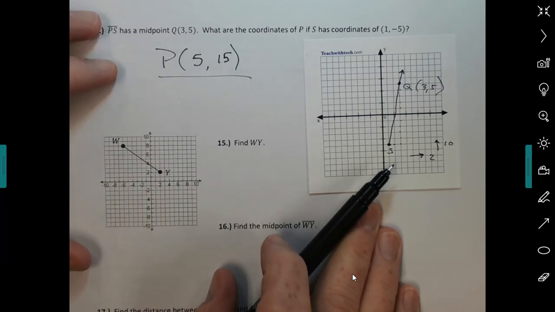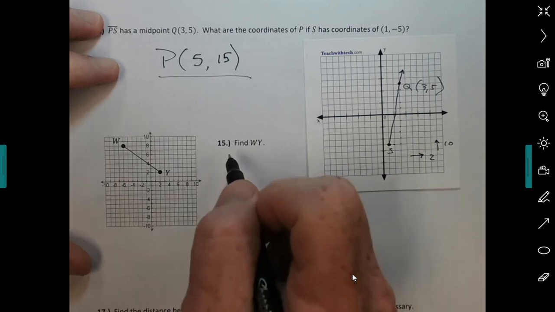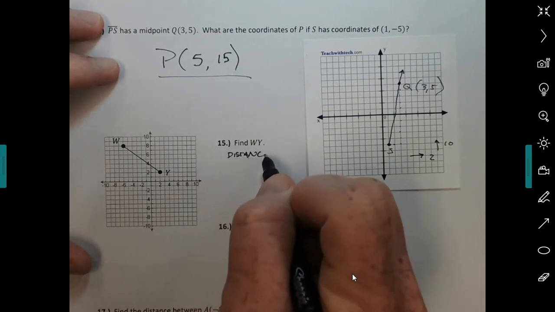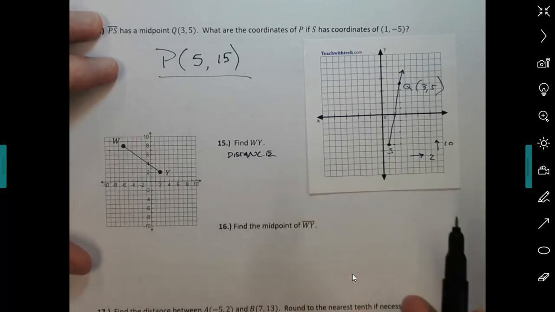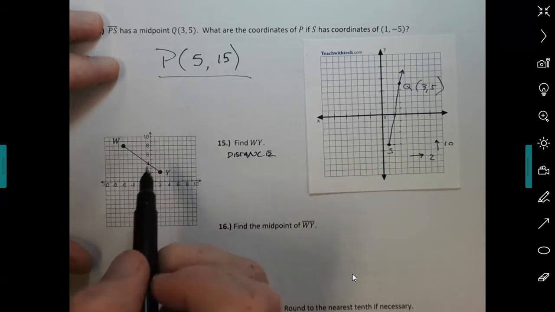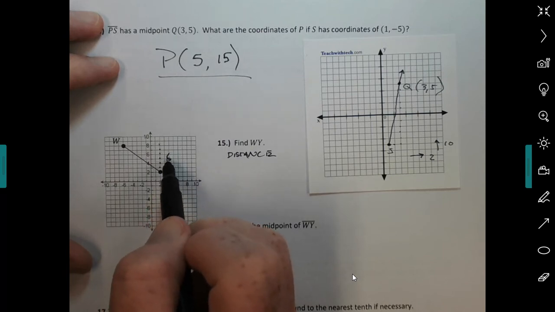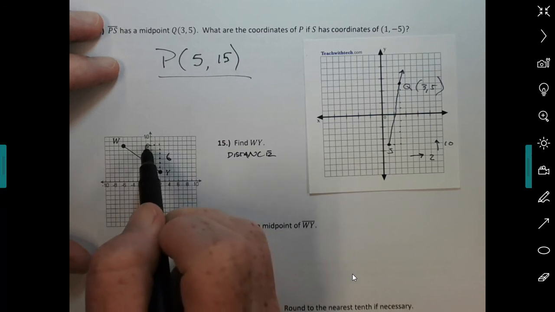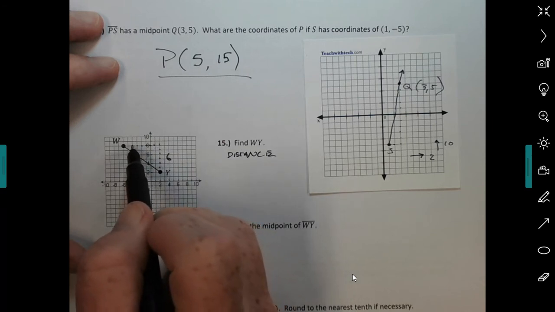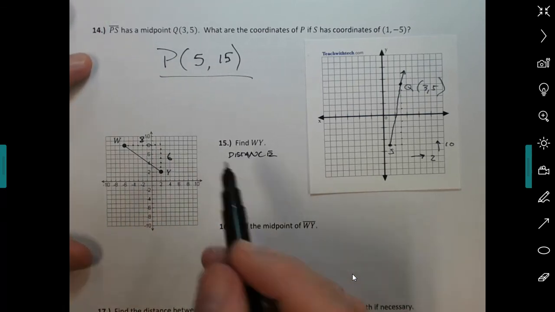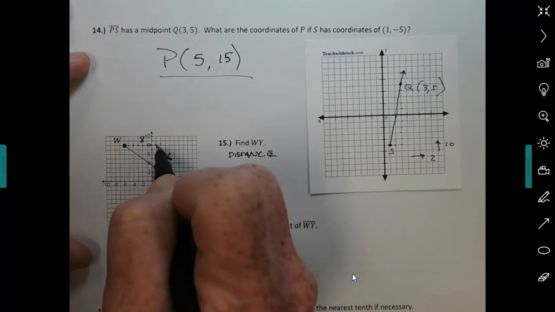Okay? Here, if they say find WY, they are talking about the distance between those 2 points or the length of the segment. There's a distance formula that I gave you, but I also told you it's a little bit easier if you count rise and run. 1, 2, 3, 4, 5. We have a rise of 6. And we ran to the left 8, but I don't want to look at it as a negative number because I want to look at this as a right triangle.